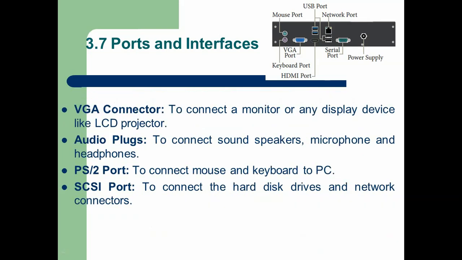Next we are going to see the VGA connector, used to connect a monitor or display devices. Here you can see the VGA connector. Next one is the audio plugs, used to connect sound speakers, a microphone and headphones. Here you can see the USB port, network port and the HDMI port. The PS2 ports connect the mouse and keyboard to the PC. The green colored port is for connecting the mouse device. The violet colored port is for connecting the keyboard.